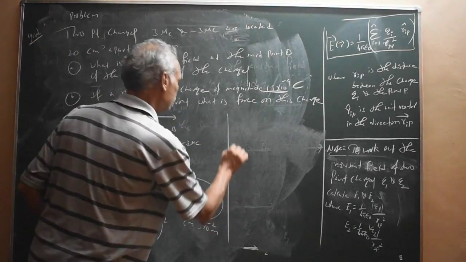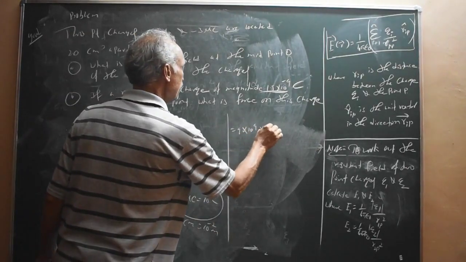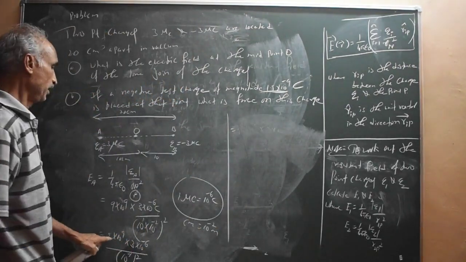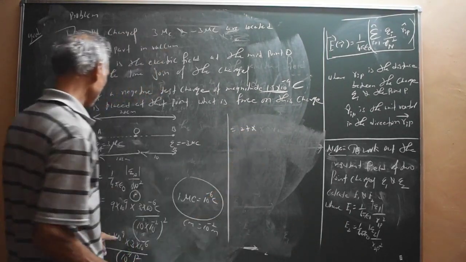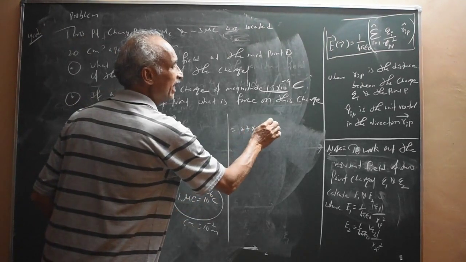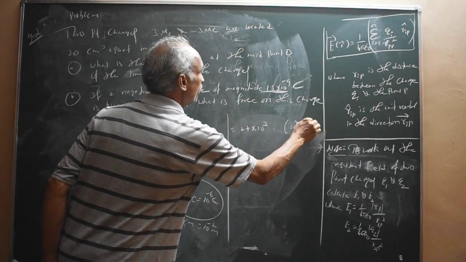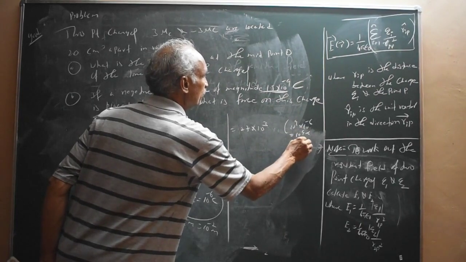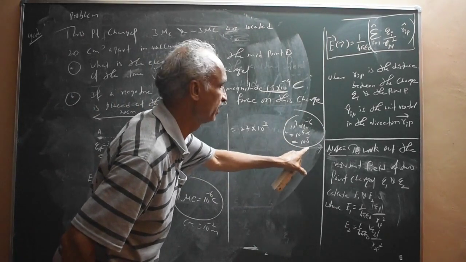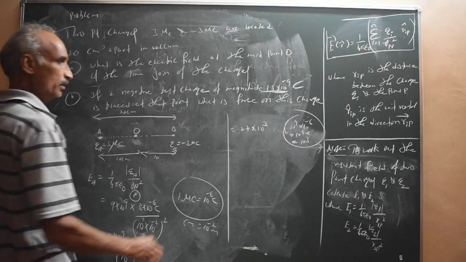That equals 9 into 10 to the power of 9 into 3 into 10 to the power of minus 6. So 9 threes are 27 into 10 to the power of 9 into 10 to the power of minus 6. It is 10 to the power of 9 minus 6, that's 10 to the power of 3. A raised to m into a raised to n is a raised to m plus n, therefore 9 plus of minus 6 is 3.